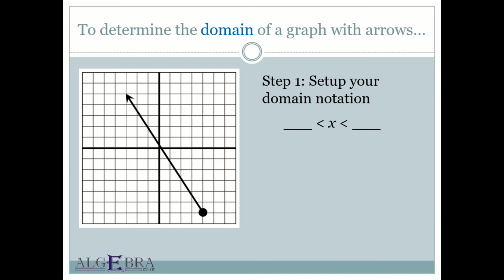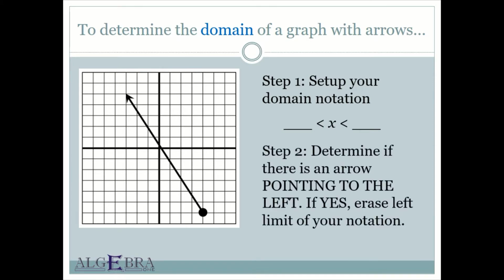So starting at the left, we ask ourselves, do I have an endpoint or do I have an arrow? Here, the left side of this graph has an arrow, which means it goes on forever and ever. It never ends as we move to the left. So because this graph doesn't end, we can erase the left side of our notation because there is no limit that we could put there.